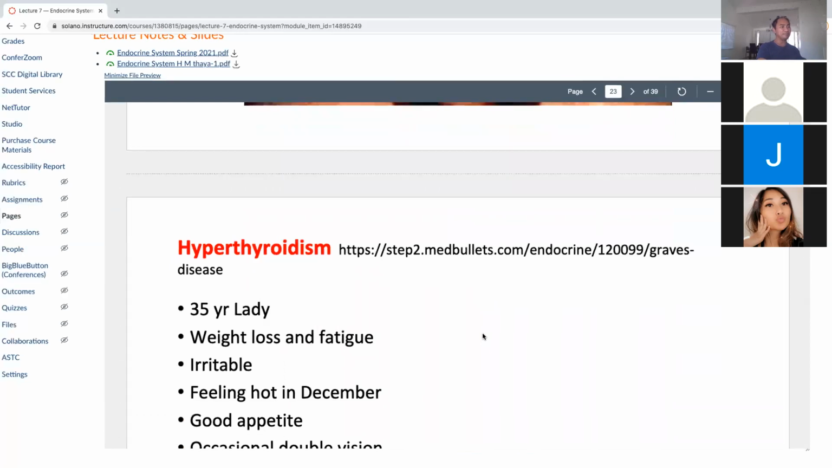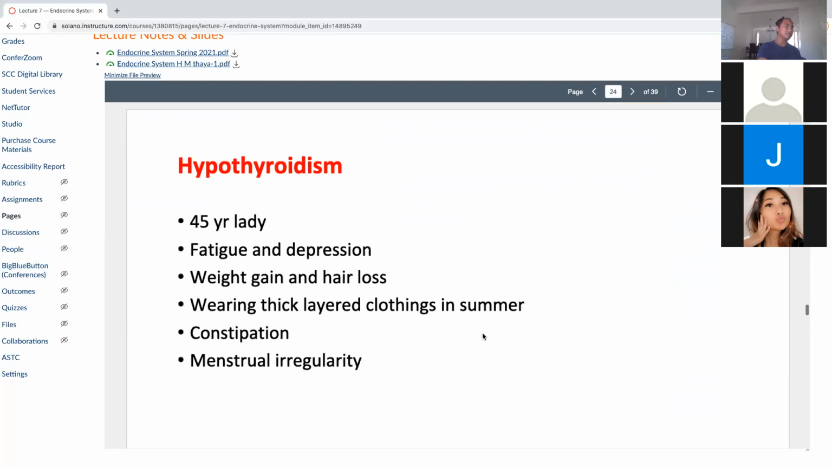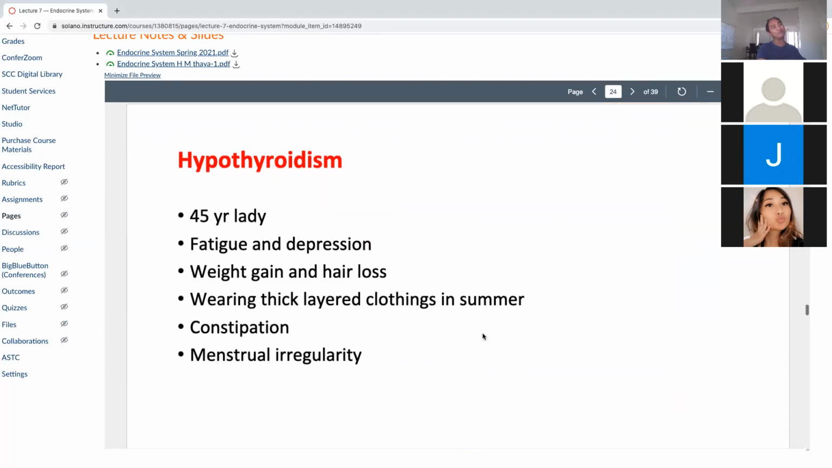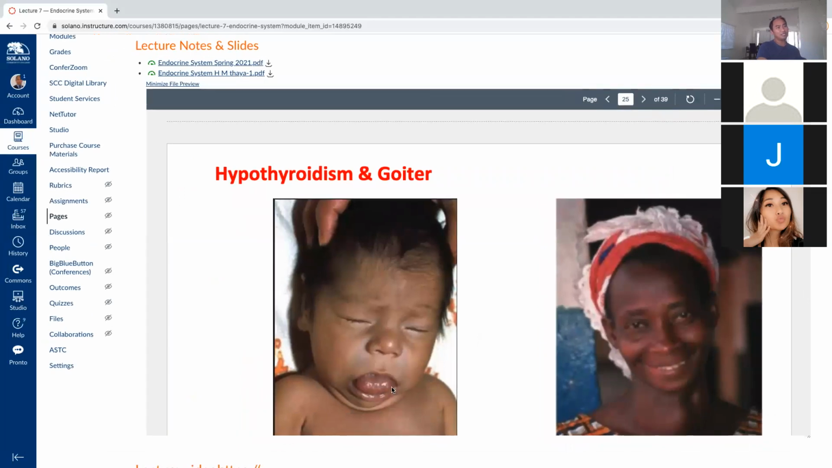So don't forget the typical features of hyperthyroidism, and don't forget the features of hypothyroidism. Look at the baby, looks very floppy, the tongue is large and protruding out of the mouth, very sleepy, and looks very floppy.